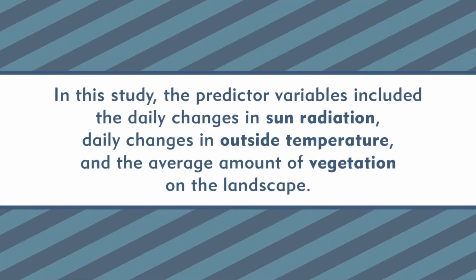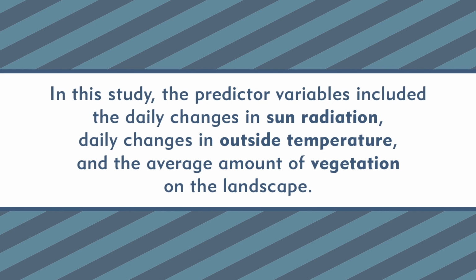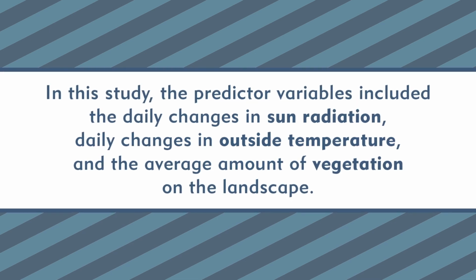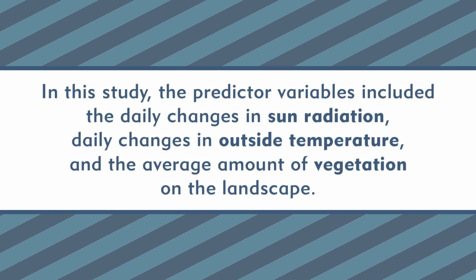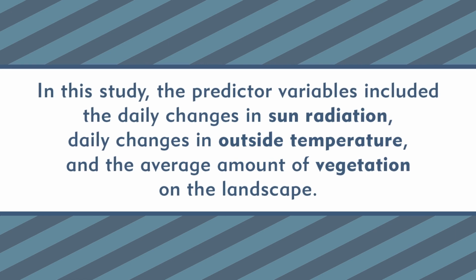However, they wanted to see if these variables changed in response to something, and those somethings were the predictor variables. In this study, the predictor variables included the daily changes in sun radiation, daily changes in outside temperature, and the average amount of vegetation on the landscape. What's cool is that they measured all of these variables over the course of an entire year, meaning that they could investigate what happens behaviorally and physiologically day to day, and also across seasons.